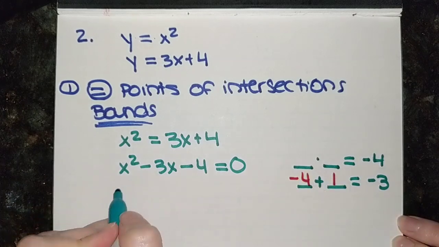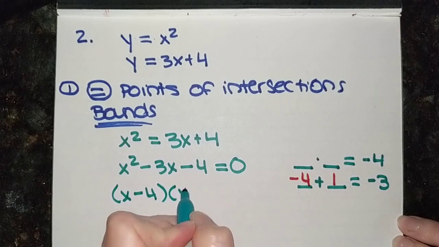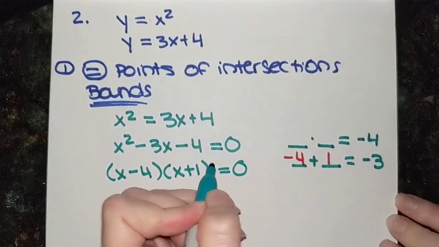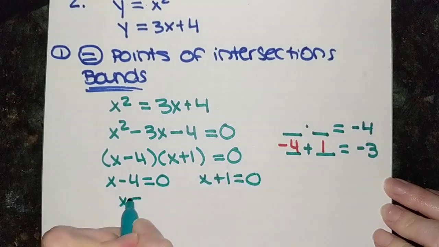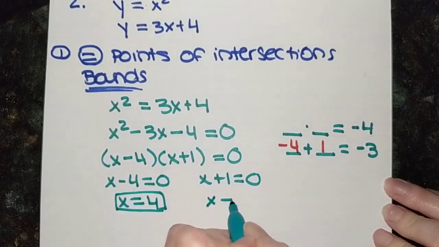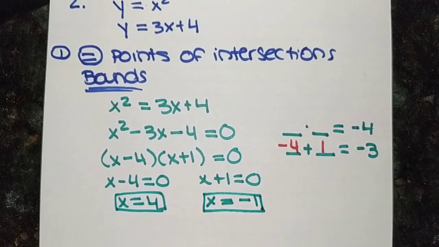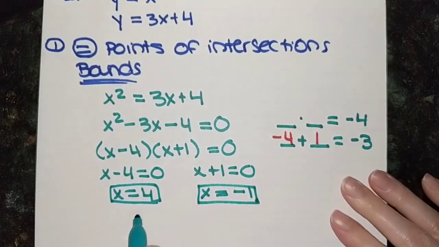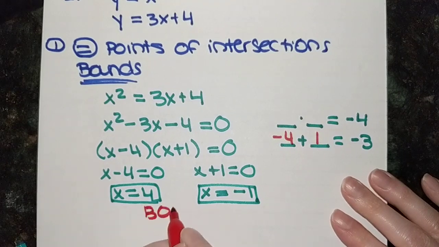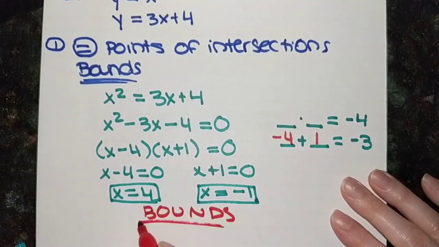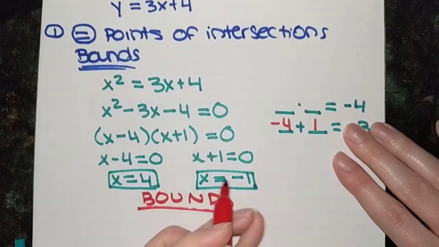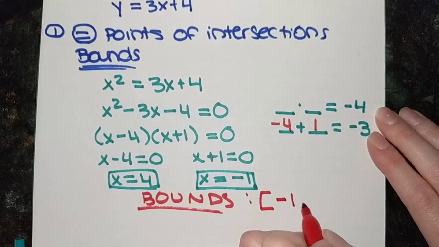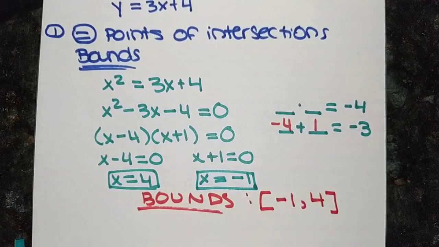So the factorization would be x minus 4, x plus 1 equal to 0. And then set those factors equal to 0 to get x is equal to 4 and x is equal to -1. So the significance of that is these are the bounds of integration. So you know that your integral is going to go from -1 to 4. All right, so once you have the bounds, then the question becomes, what am I going to integrate, the bigger function and the smaller function?